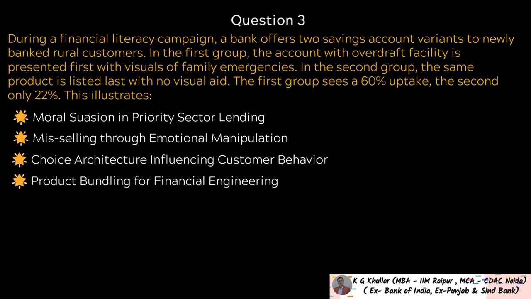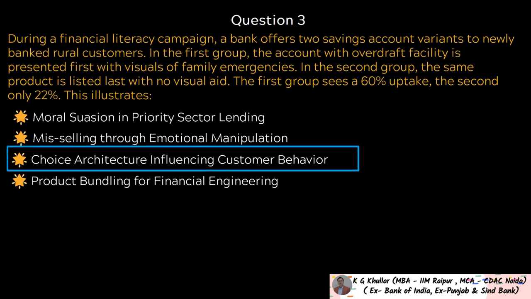Now friends, a bank in this case is applying choice architecture, which is a key concept under nudge theory, where the order, context and framing of choices influence decisions. Visual prompts related to emergency needs tap into emotional decision making, thereby nudging customers to opt for overdraft facility.